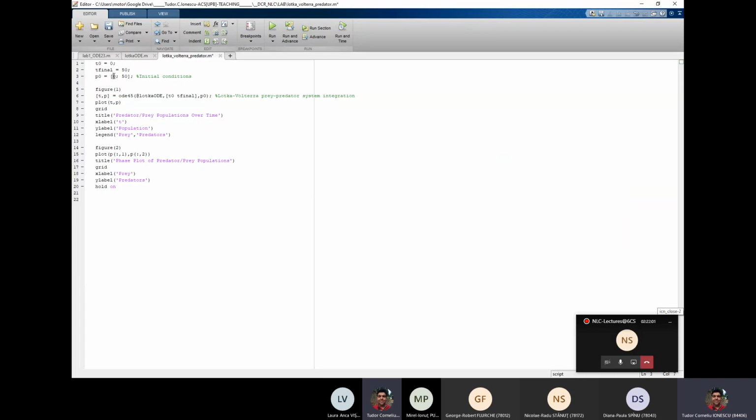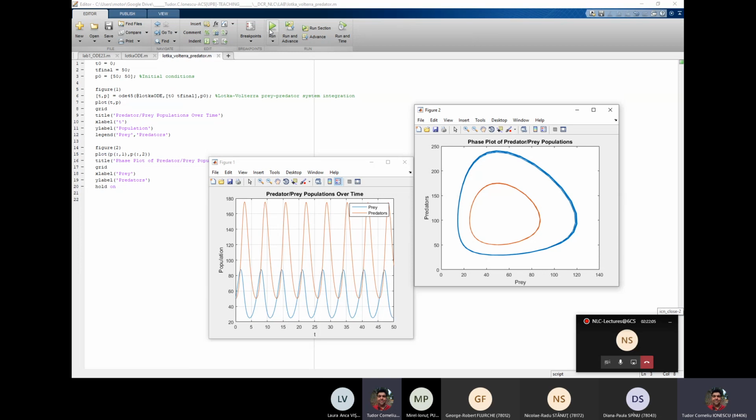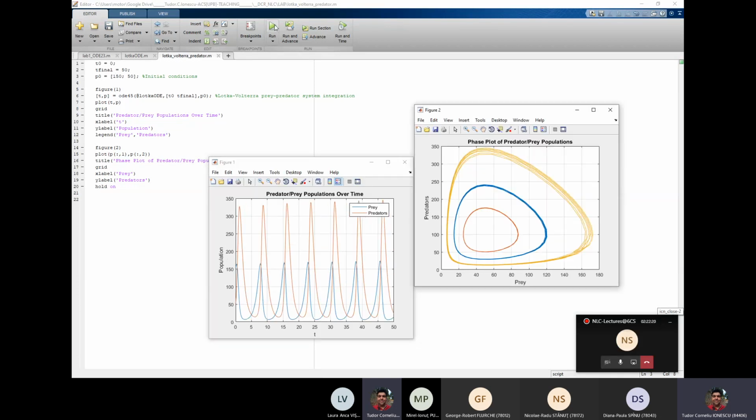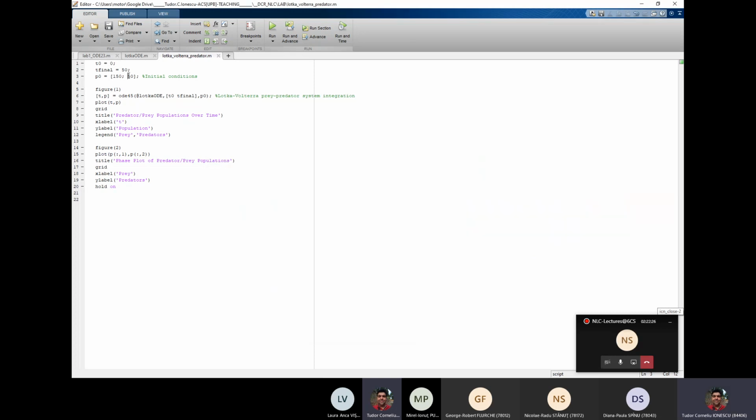Let's go back to the 50-50. Look, you see? Smaller cycle, because now the number is equal. But still, the cycle is the same. It never changes. Now we increase this. Look, this is a large number of prey. Okay? Now let's see what happens if one of them is 0.